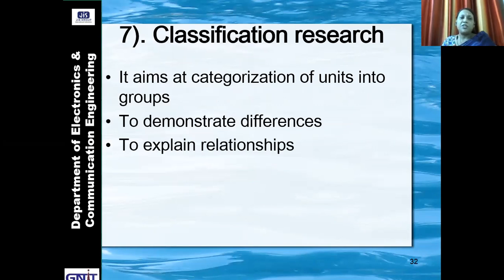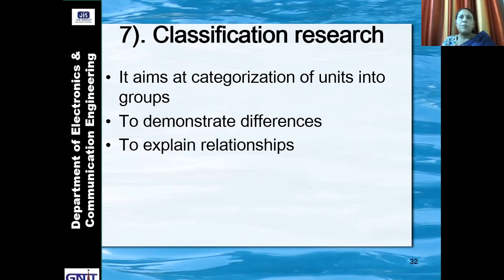Next is classification research. It aims at categorization of units into groups to demonstrate differences, to explain relationships. So classification research is based on groups. There are different groups here. So you have to make a group.